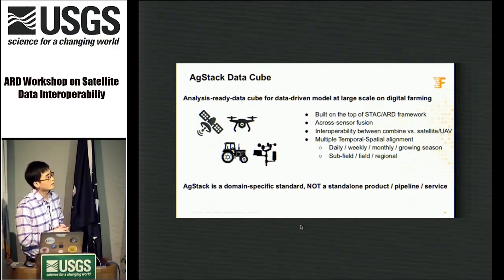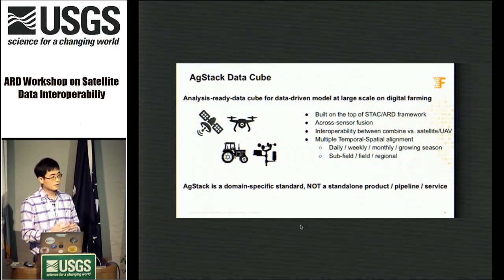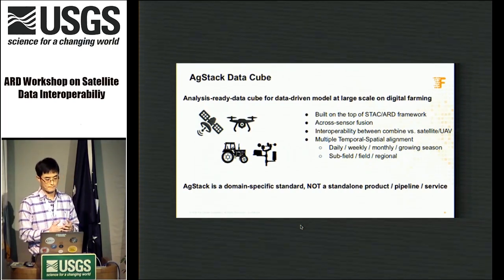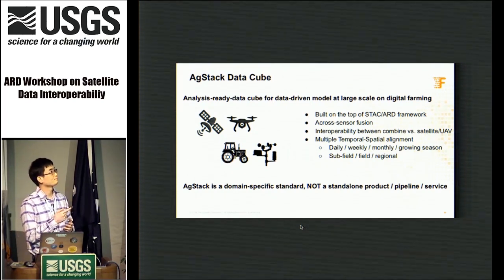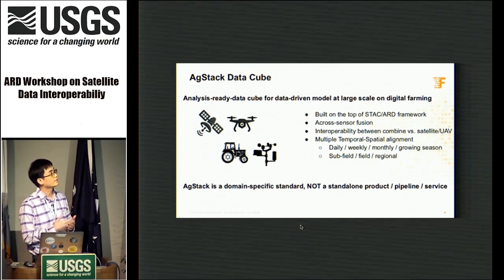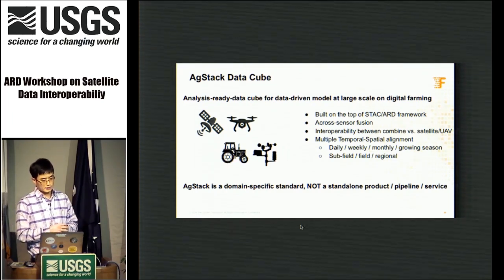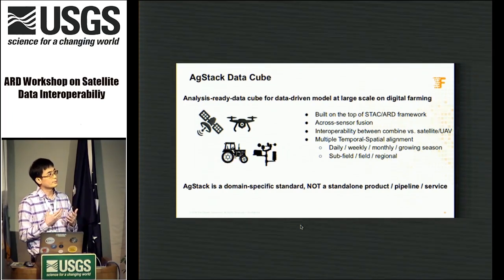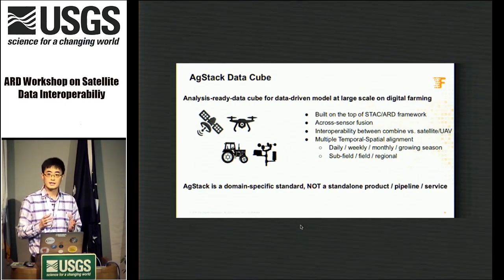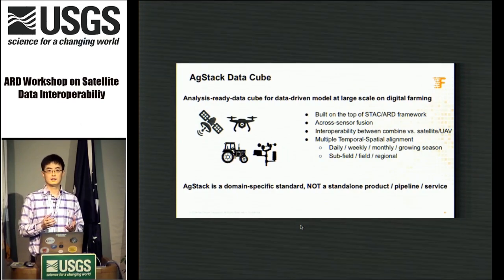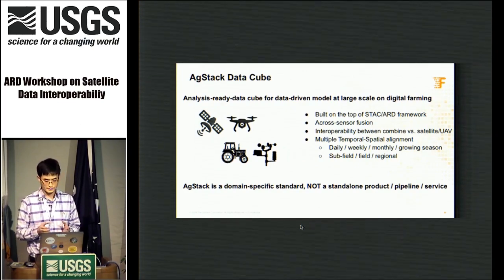And this is a very brief summary of the requirement of a data cube for agriculture. A very simple, straightforward definition is: Agstack is an analyst-ready data cube for data-driven models at large scale in digital farming. It should be built on top of STAC and the ARD framework because we really want the data to be queried instantaneously and also processed systematically.